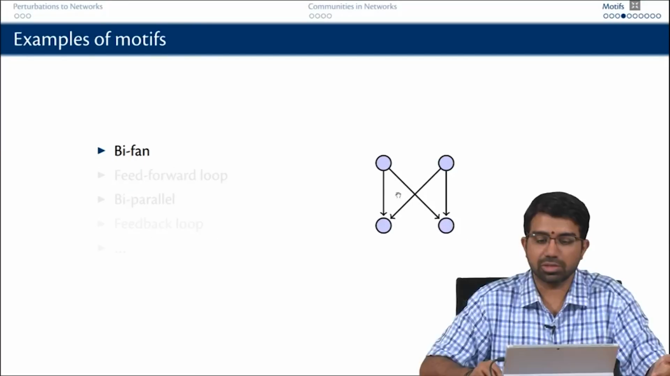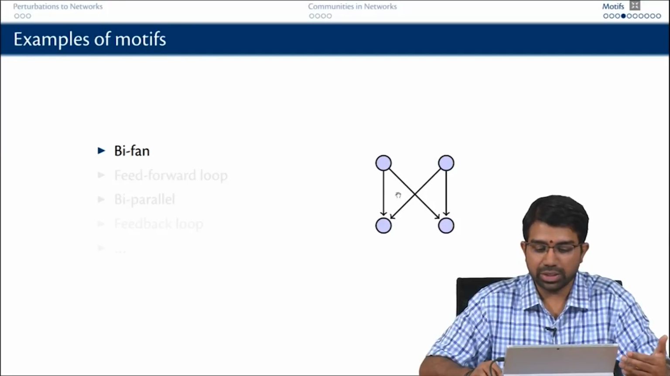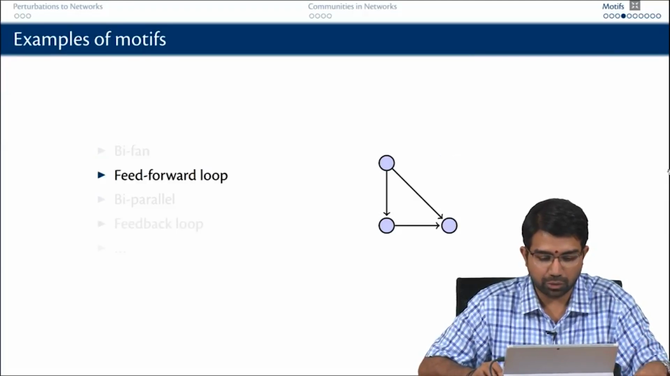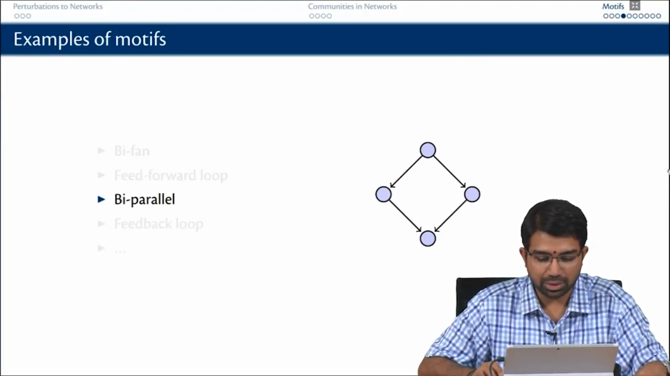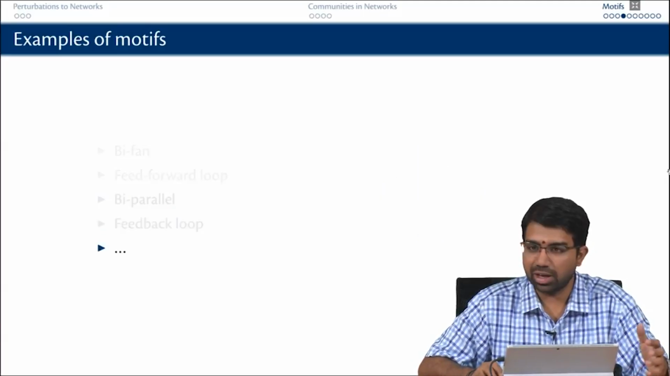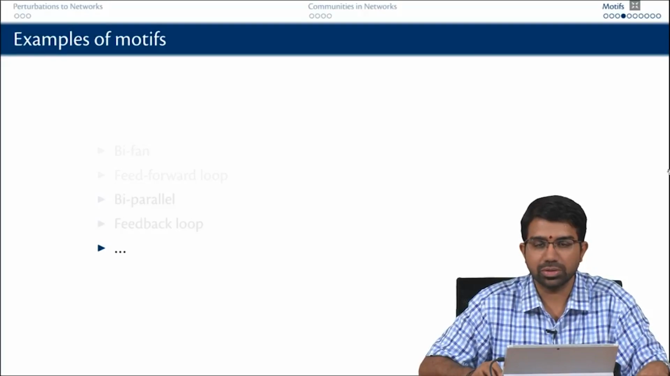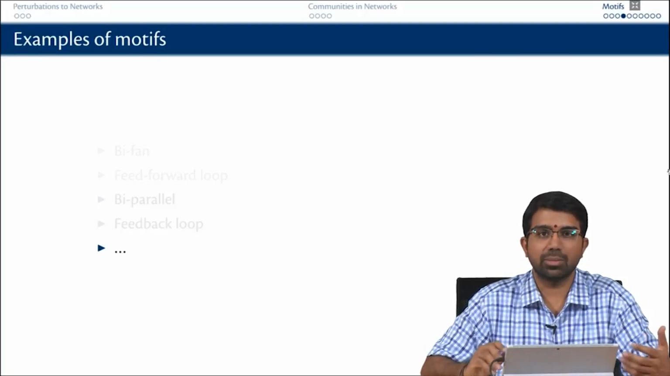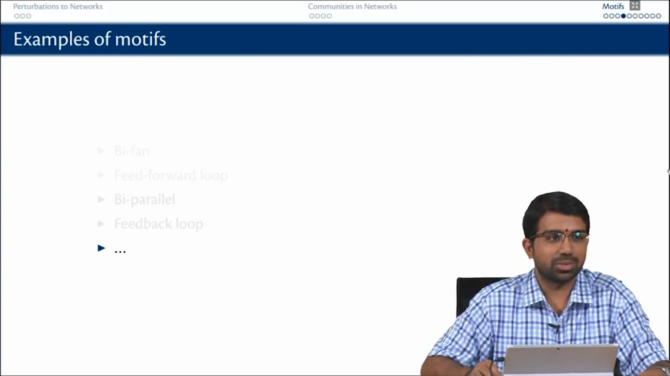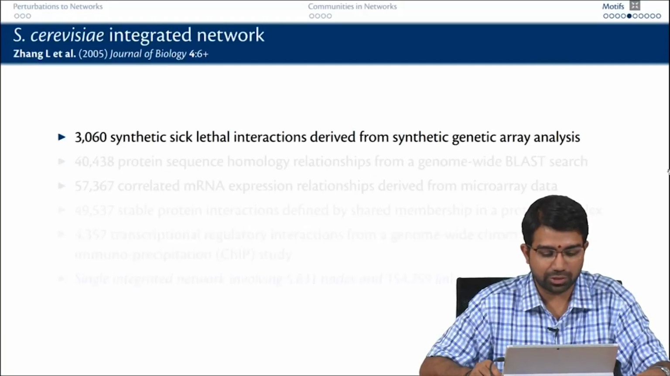So what kind of motifs one might observe? You might observe something that's known as a bifan, that's seen here, or a feed forward loop, a biparallel motif, or a feedback loop. Right? And you can have many more different kinds of motifs. One thing you can imagine is that the number of motifs exponentially increases with the size of the motif and of course the size of the network, the number of motifs that you can potentially find.